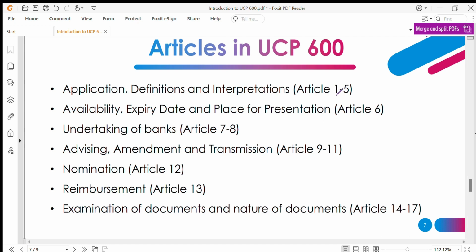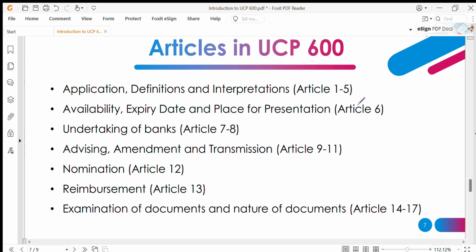Articles 9 to 11 govern how advising needs to be done properly, and if advising of a credit has been done, what does it imply? How amendments need to be advised, whether they need to be accepted or not, how you get the acceptance of an amendment, and how the amendment and the credit need to be transmitted. Article 12 is specifically about nomination. Again, it's a new aspect added to UCP 600.